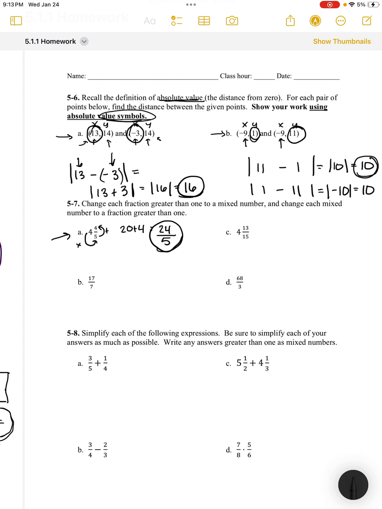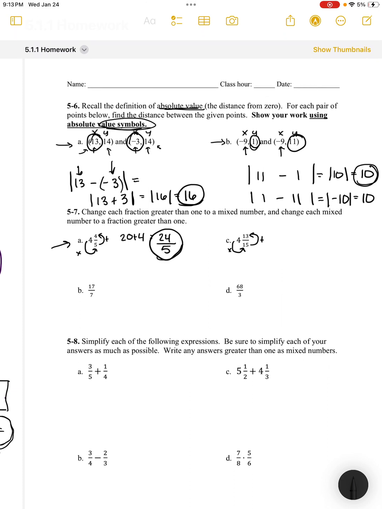I'm going to skip over to C. I know it's out of order, but we're doing the same process. So the whole number times the denominator, add the numerator. 4 times 15, well, I can count by 15s: 15, 30, 45, 60. Plus 13 is 73, and it's over 15. That's my answer.